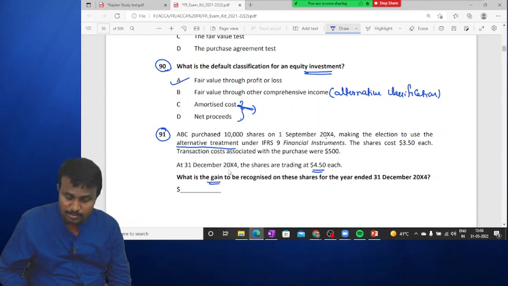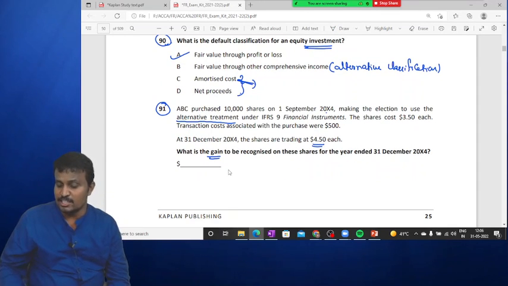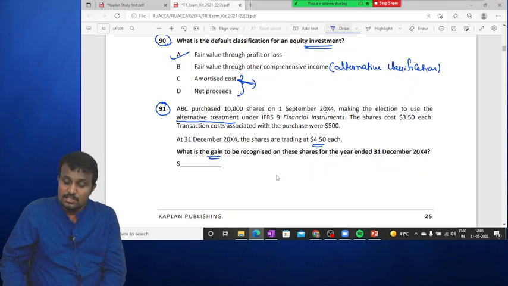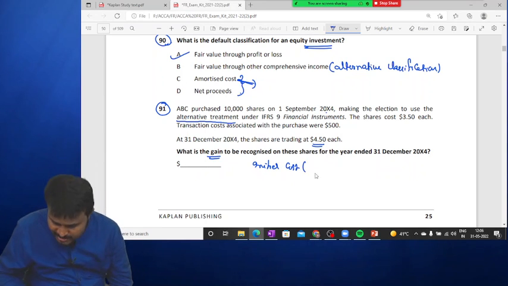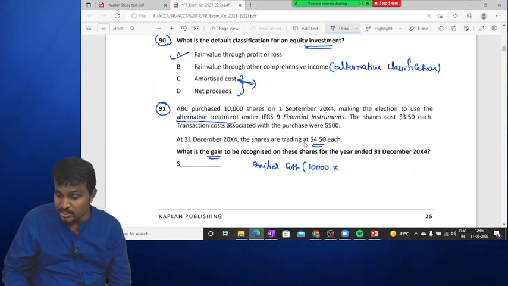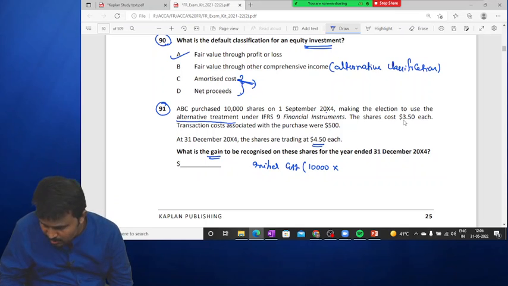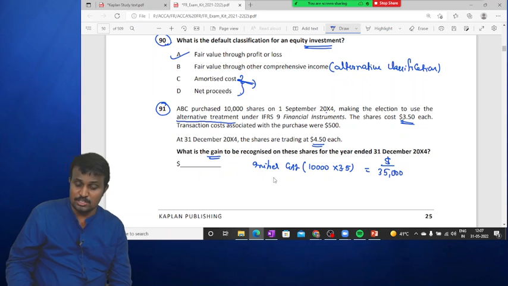So we need to calculate what? Gain or loss. What is the gain to be recognized on these shares for the year ended 31st December 20X4? First of all, to calculate the gain, what is the initial cost? Total how many shares are there? 10,000 into what is the initial price? 3.5. Total 35,000. Then transaction cost is added or ignored?